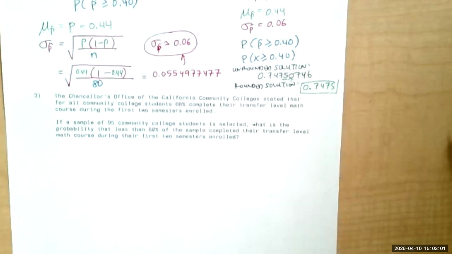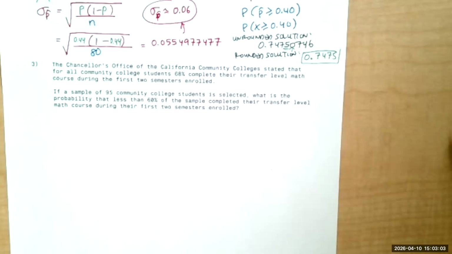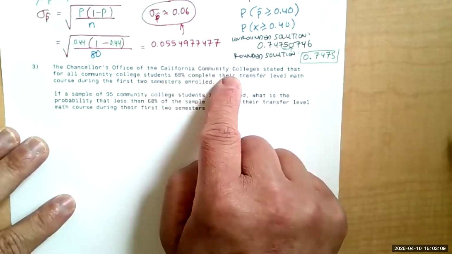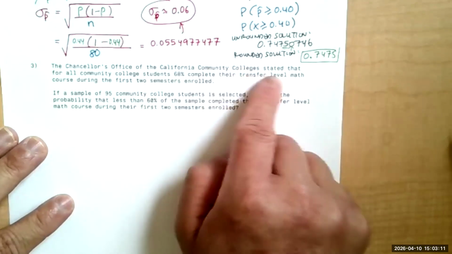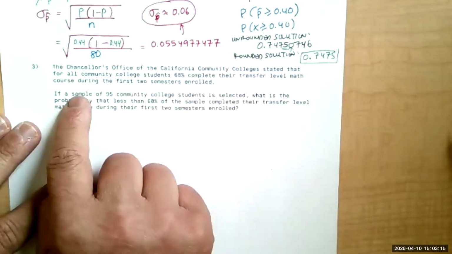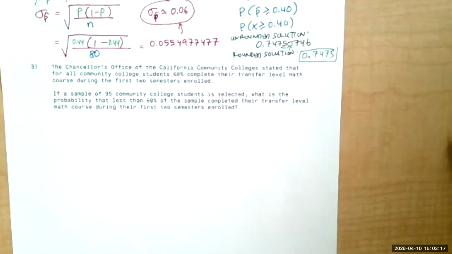All right, so one last example just to get some practice with this sample proportion distribution. The Chancellor's Office of the California Community Colleges stated that for all community college students, 68% complete their transfer level math course during the first 2 semesters in a row, right? During that first year, basically. And we're hoping to get a majority of our students to complete their math requirement, right?